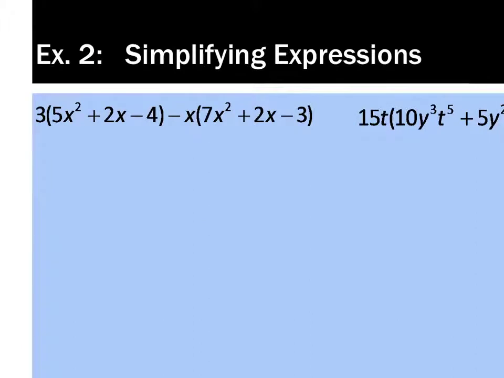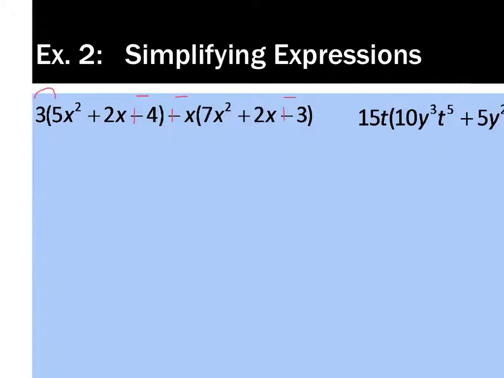Alright, example 2, simplifying expressions. We're just going to do the problem on the left to begin. So what you see here is you have two sets of parentheses in which we're going to have to apply the distributive property, and then after we distribute, we're going to look to add like terms. So some keys to remember is I would add the opposite, and then we can distribute and then combine like terms.